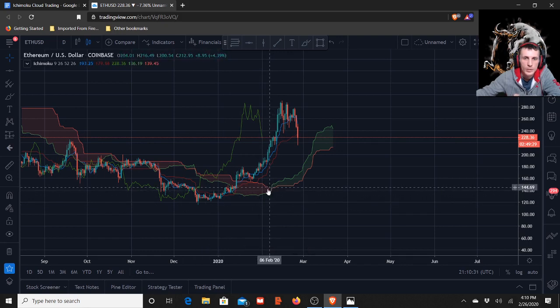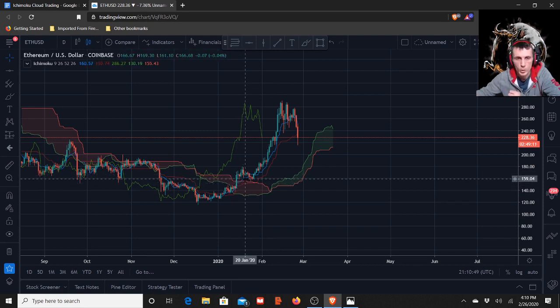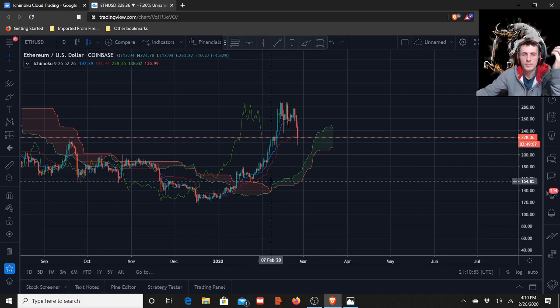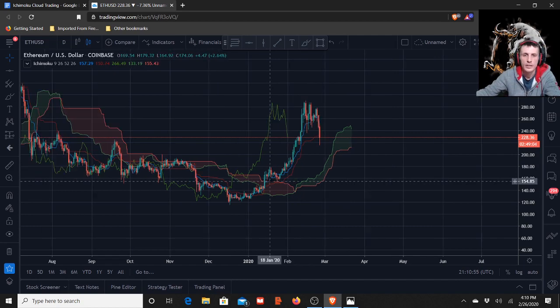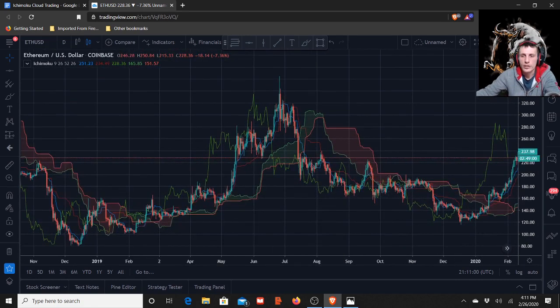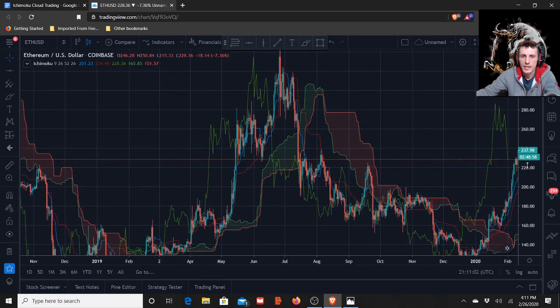So right here at the Kumo twist, see how we twisted here? It was red on top, green on bottom, twist, and now we're green on top, red on bottom. That would have been a buy point, because price was up here above the cloud, and the cloud was actually acting as support right there. So this would have been a perfect long entry. This is how you want the setups to look. And same when you're trying to short, you want the same type of thing.